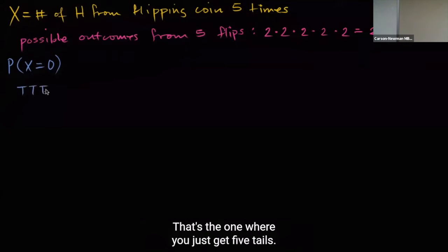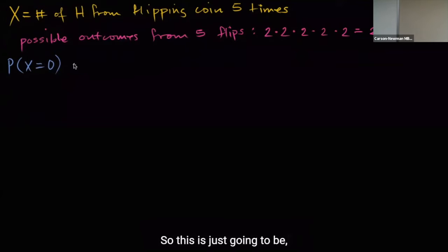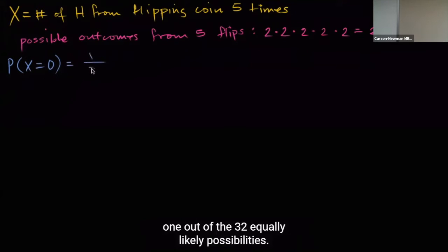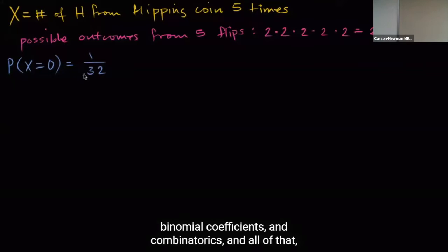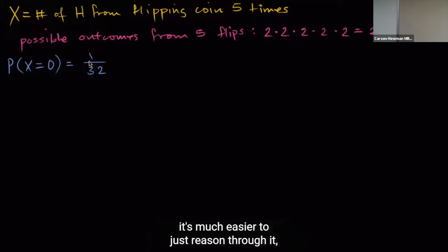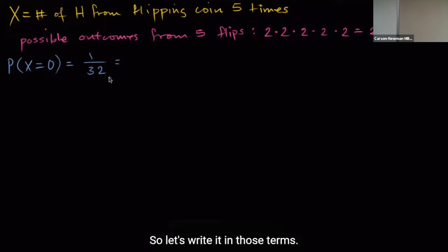That's the one where you just get 5 tails. So this is just going to be equal to 1 out of the 32 equally likely possibilities. Now, for this case, we can think in terms of the binomial coefficients, combinatorics, and all of that. It's much easier to just move through it, but just so we can think in those terms, it'll be more useful as we go into higher values for our random variable. This is all the build-up for the binomial distribution, so we get a sense of where the name comes from. Let's write it in those terms.